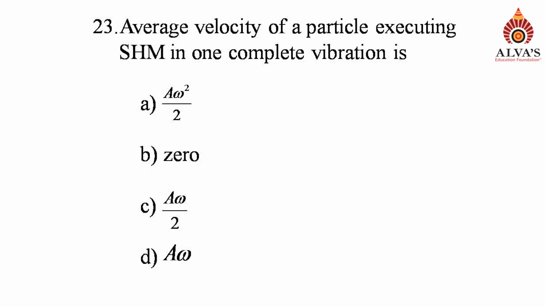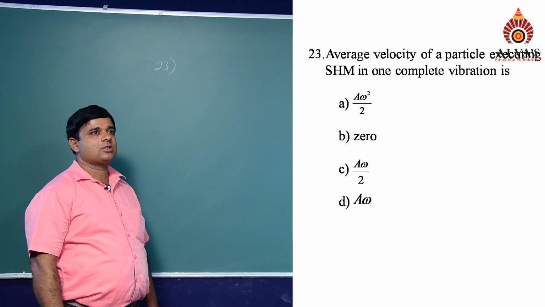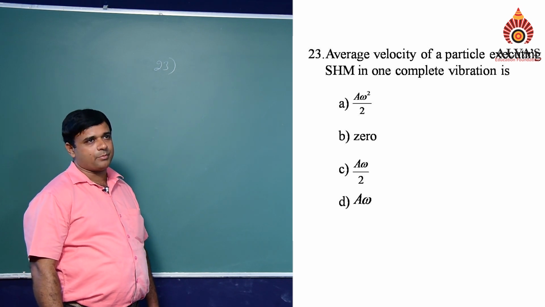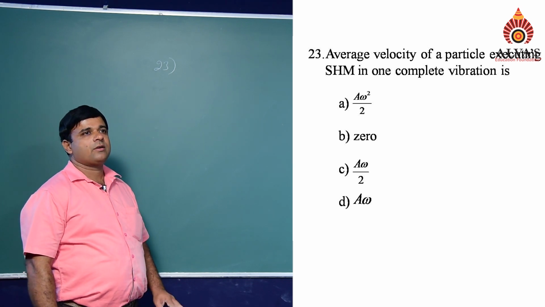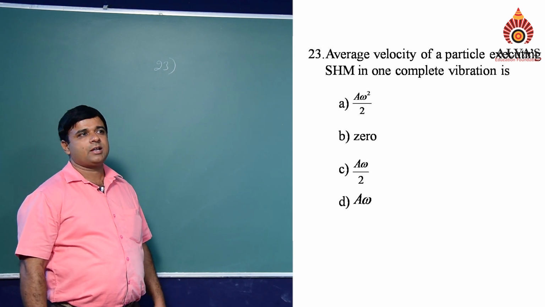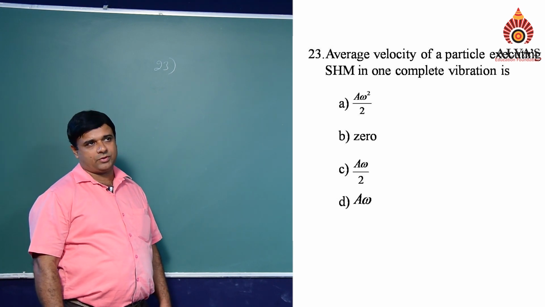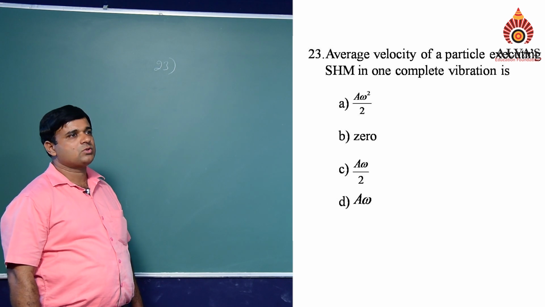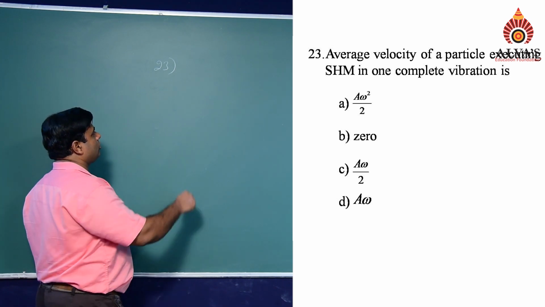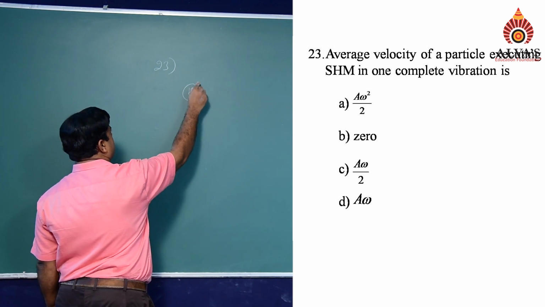Average velocity of a particle executing simple harmonic motion in one complete vibration is. How to calculate average velocity when one vibration is completed? Whenever one vibration is completed, displacement equal to 0, hence average velocity should be equal to 0. So, the answer is B.